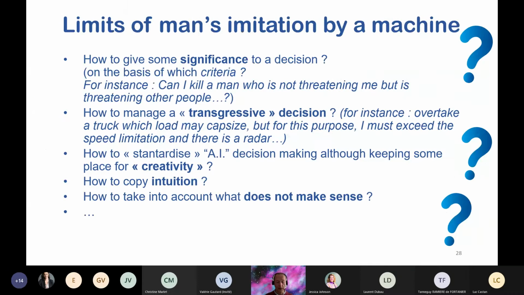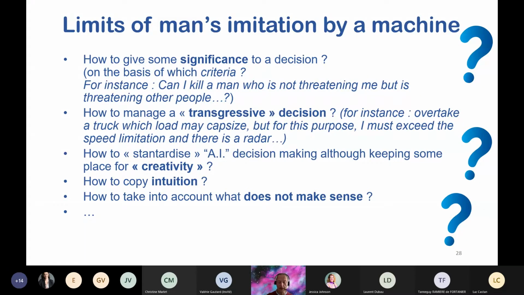In fact, the limits of man's imitation by a machine are the following: how to give some significance to a decision on the basis of which criteria. For instance, can I kill a man who is not threatening me, but is threatening other people? Already that's a difficult question for me. For a machine, how can I program this? How to manage a transgressive decision, for instance, overtake a truck whose load may capsize, but for this purpose I must exceed the speed limitation and there's a radar further on.